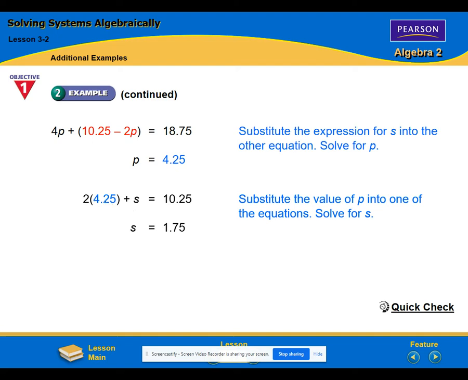Then they take that p and they plug it back into one of the equations, doesn't matter which one, and they find that s is equal to 1.75. So again, a slice of pizza is $4.25. A soda is $1.75. Okay, moving on.